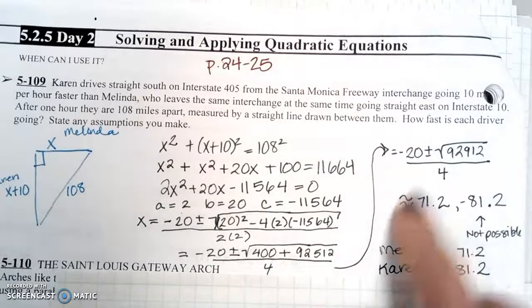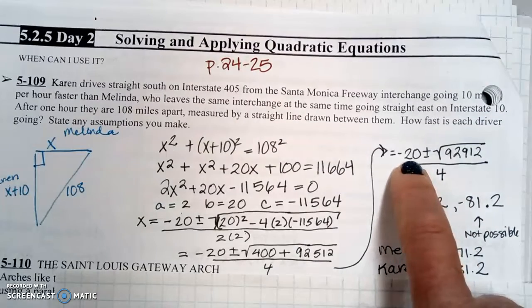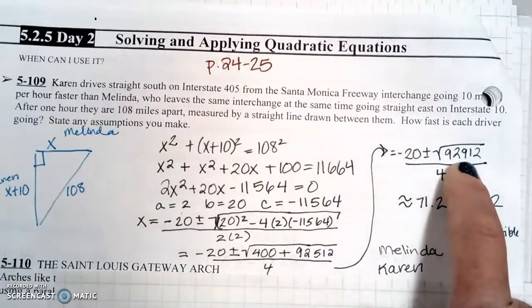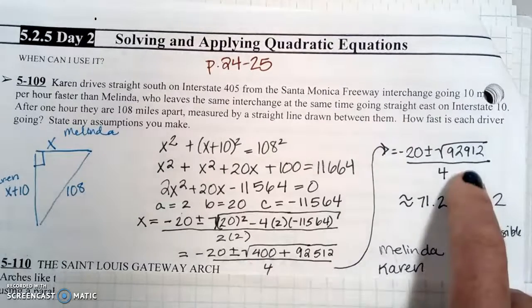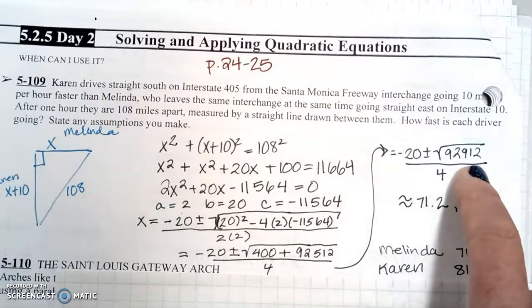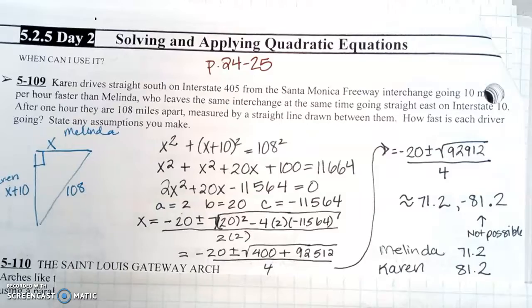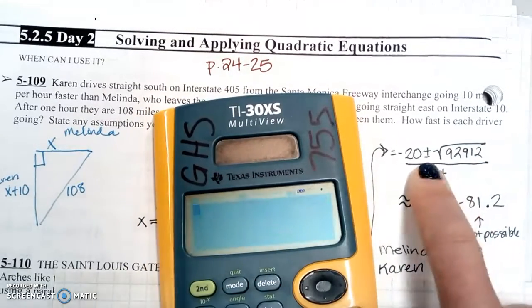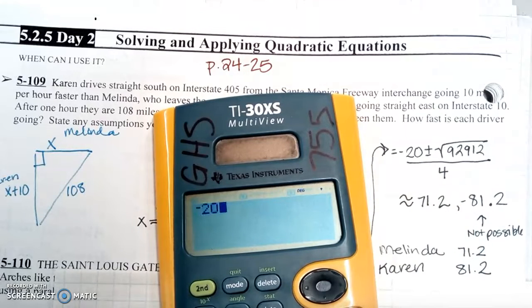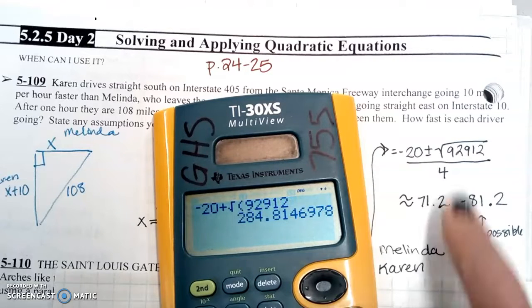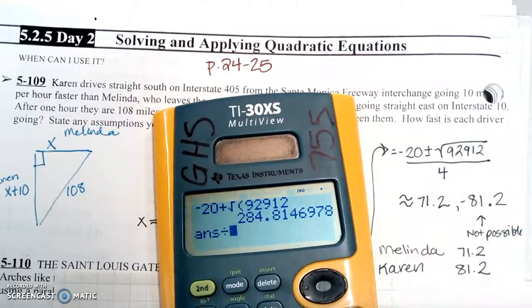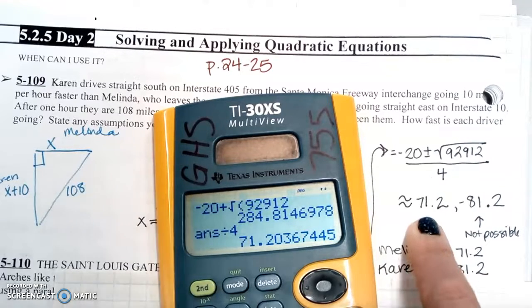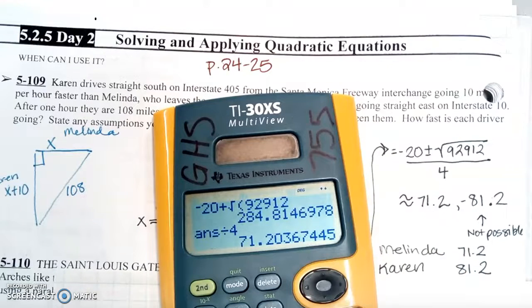Then we're going to go back up here to the top and simplify a little bit more. So we have negative 20 plus or minus, and then under that radical, we're going to add those two numbers together to get 92,912. Then we're going to plug each of those into the calculator. So I'm going to do the plus one first. We should have negative 20 plus the square root of 92,912. Hit the equal sign. Divide it by the denominator of 4.